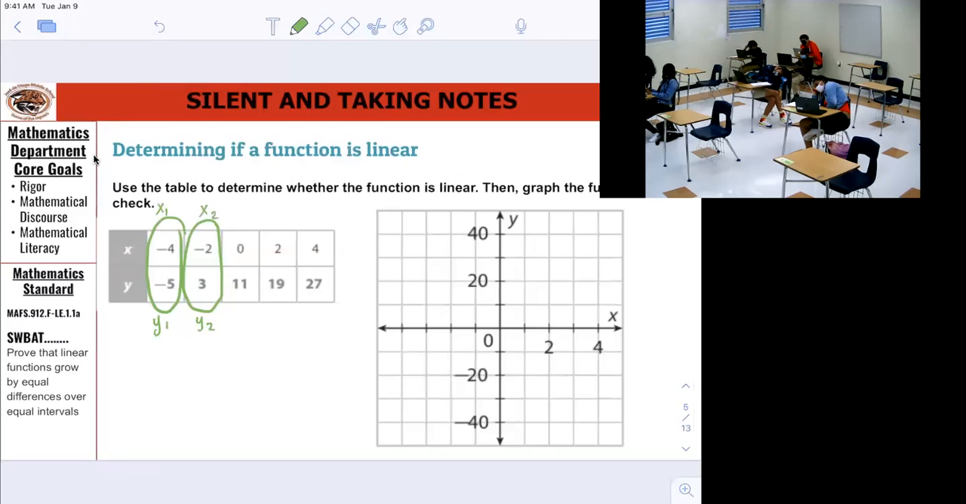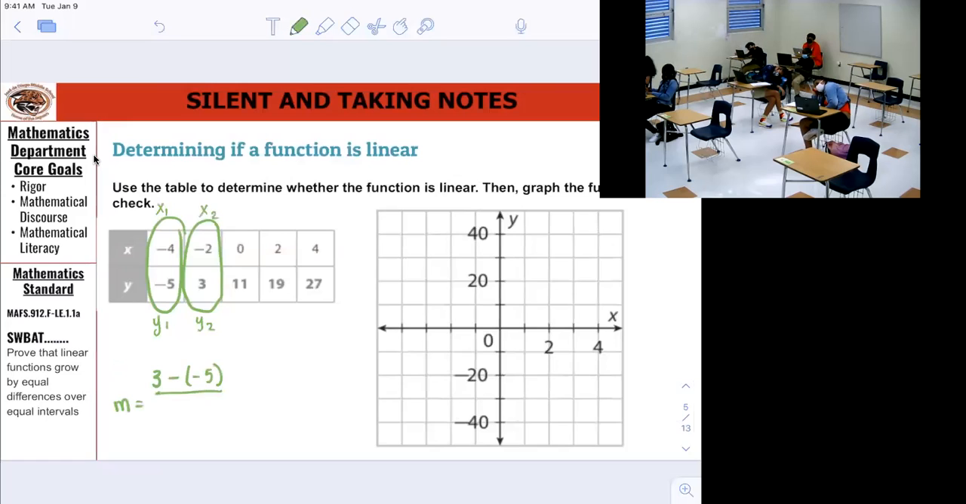There we go. All right, so between the first 2 points, I'll do this real quick because I know most of you guys already got the answer. But I have 3, and check this out. This is a little tricky because I have negative numbers. So I'm going to show you guys to make sure we're doing this right. I have y2 minus y1 is going to be 3 minus negative 5.